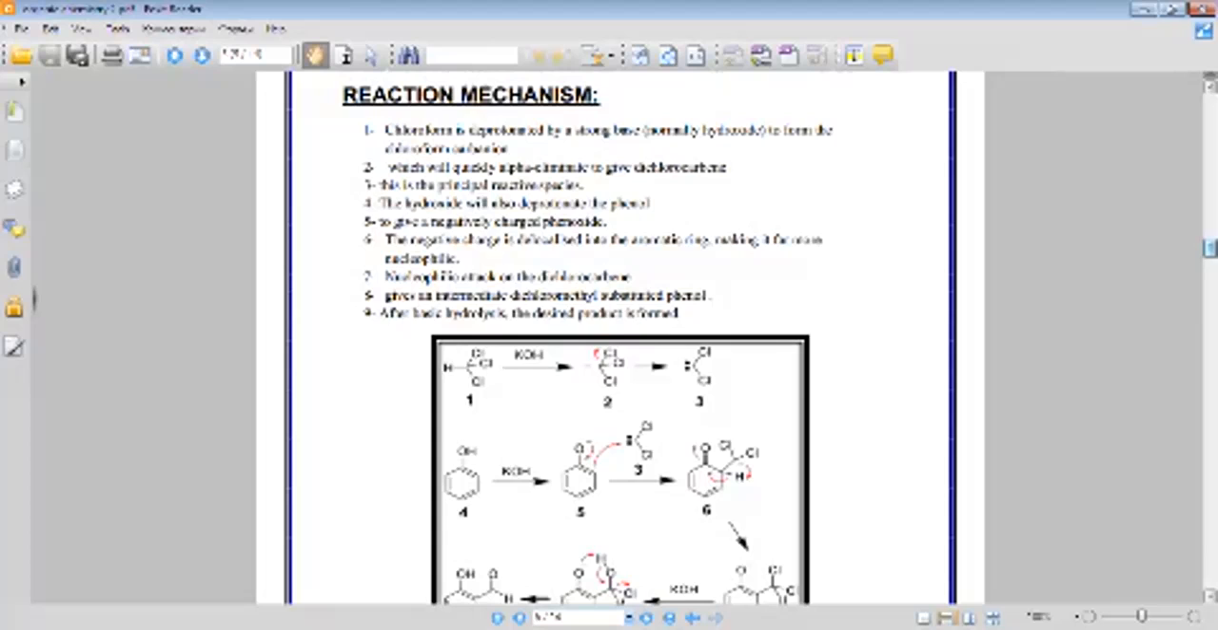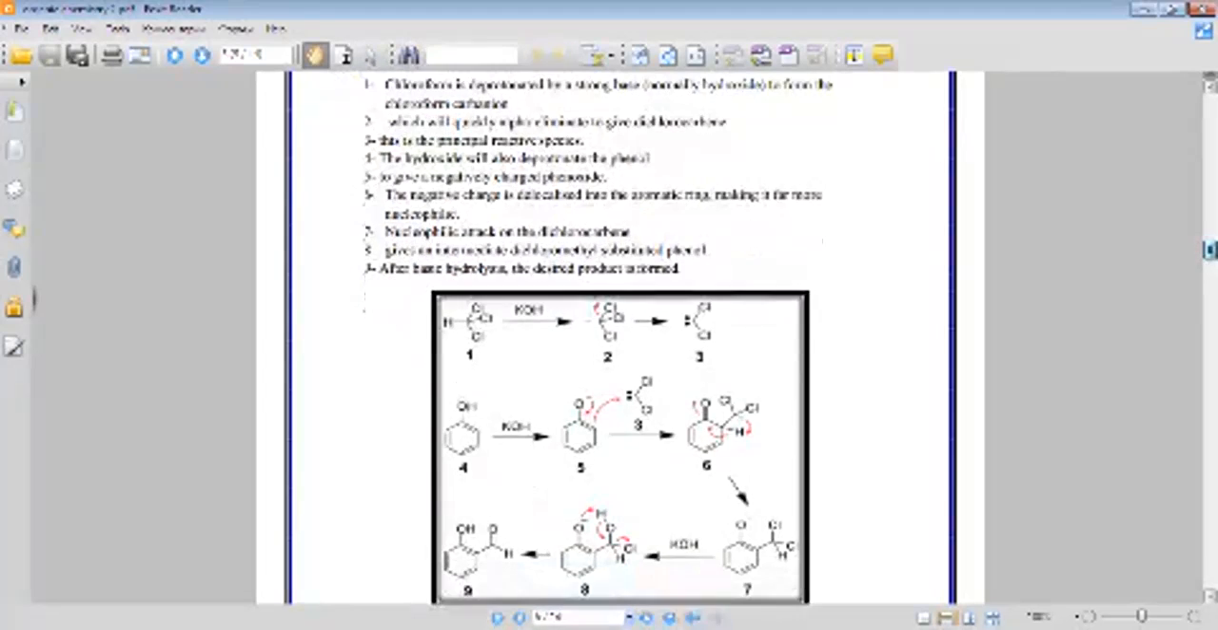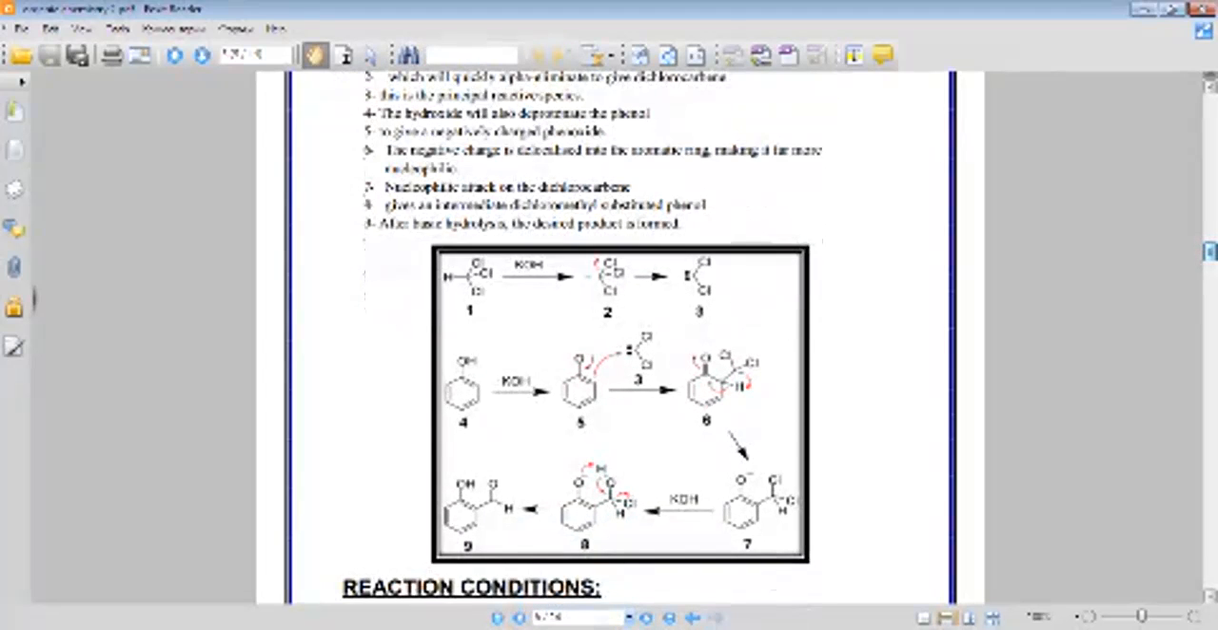But in the fourth step, the hydroxide will also deprotonate the phenol to give a negatively charged phenoxide in the fifth step. Then in the sixth step, the negative charge is delocalized into the aromatic ring, making it far more nucleophilic. Then in the seventh step, nucleophilic attack on dichlorocarbene gives an intermediate, dichloromethyl substituted phenol, in the eighth step. In the ninth step, after basic hydrolysis, the desired product salicyl aldehyde is formed.